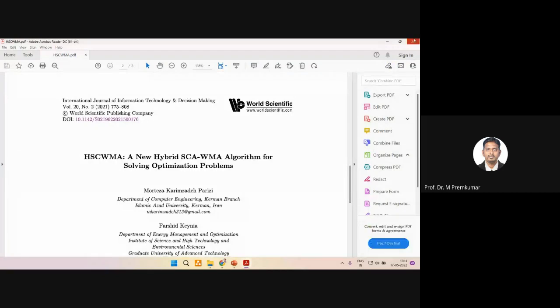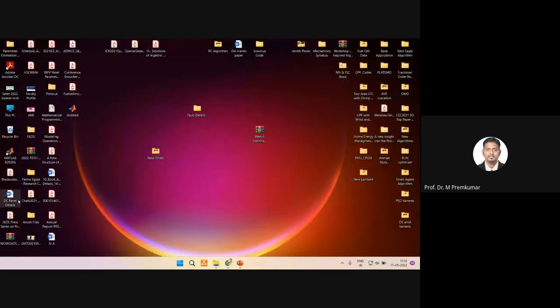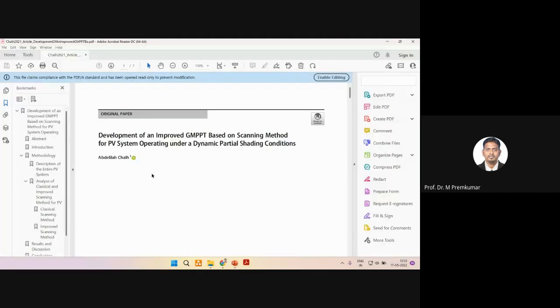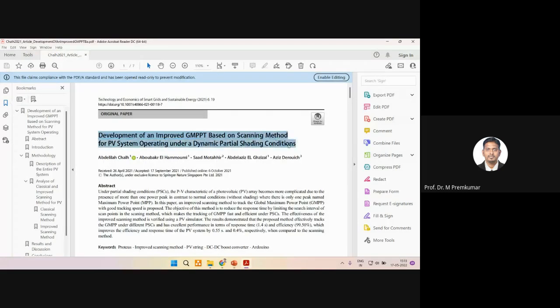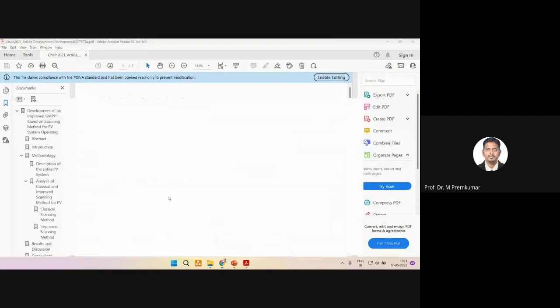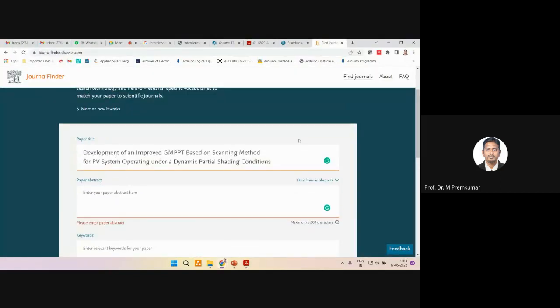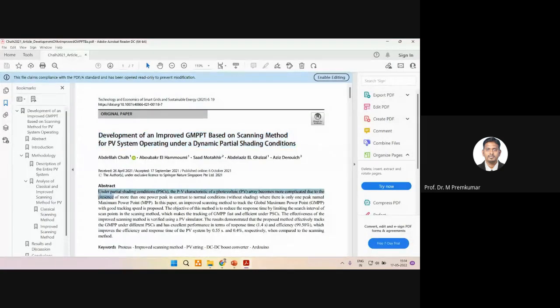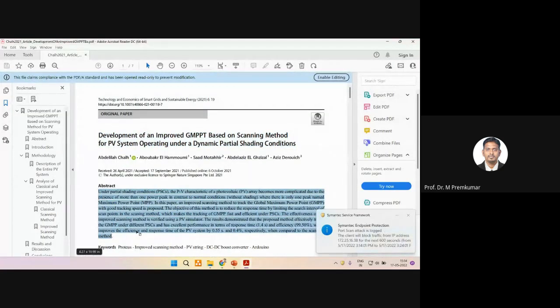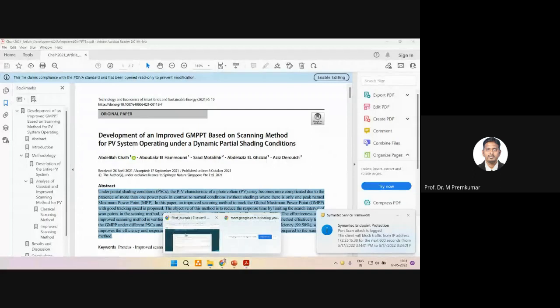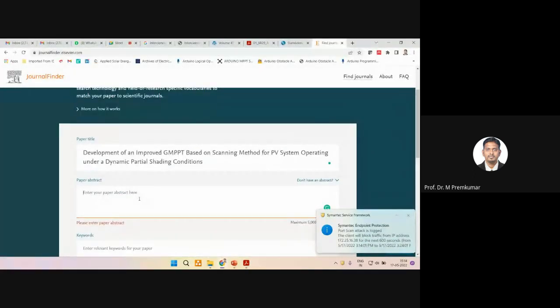It's not able to copy. So I'll just open this paper. It's an already published paper, I'm just taking it for one experimental study. I'll keep the paper title here, and whatever abstract we have written, you copy and paste here.